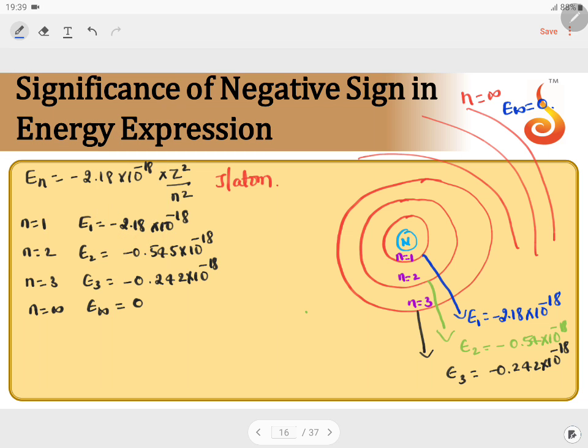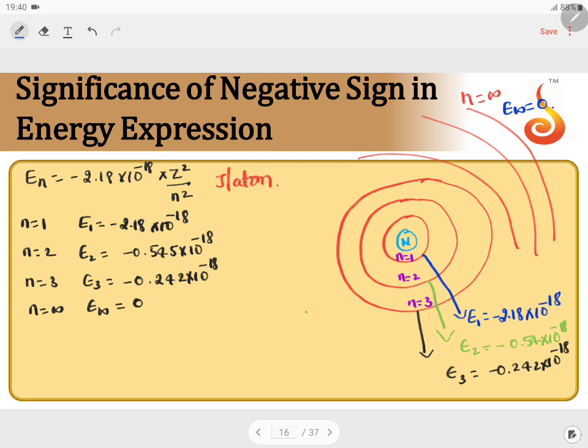So this is the energy expression. According to Bohr's, we know that there is a nucleus and electron revolving in definite orbits. Each orbit will have certain energy. Now, using this energy expression, I have calculated the energy of three orbits, E1, E2 and E3. And the number of orbits in a given atom extends up to what? Infinity. E infinity will be 0. If I substitute n is equal to infinity, 1 by infinity will be 0.